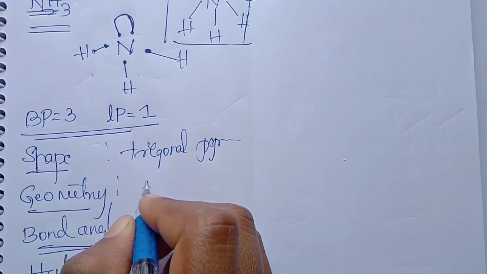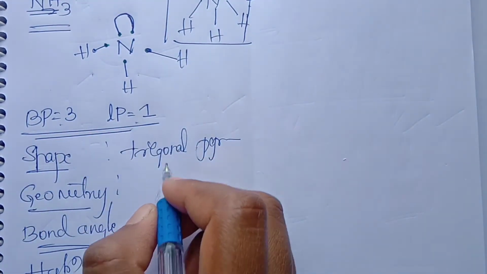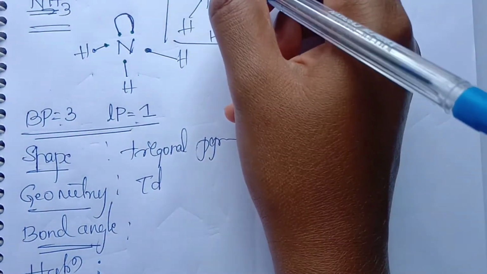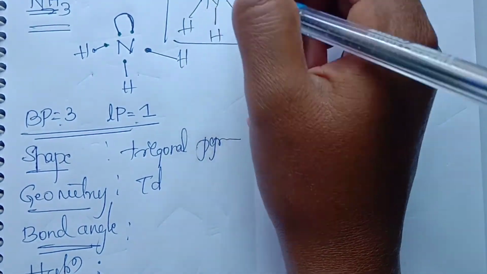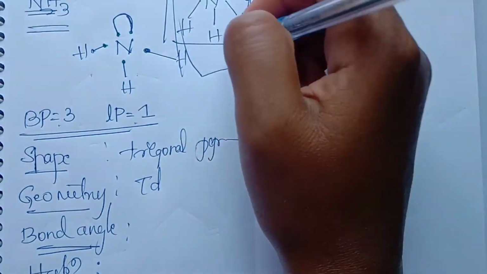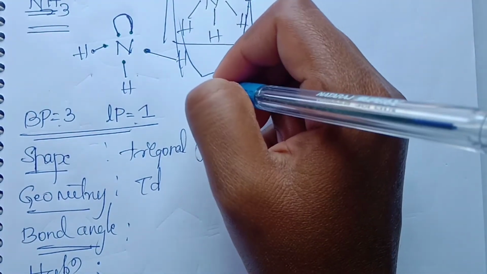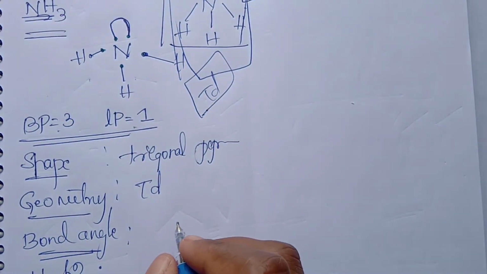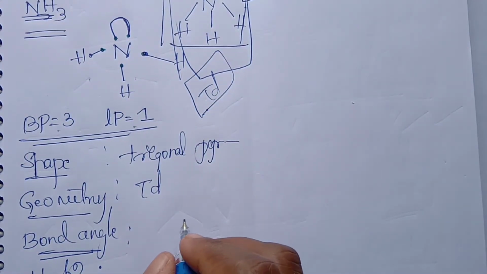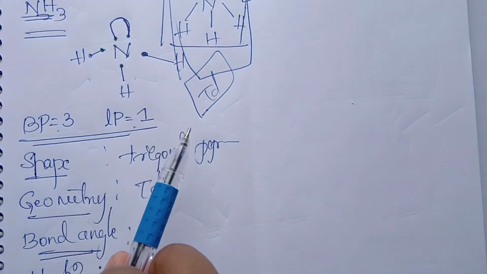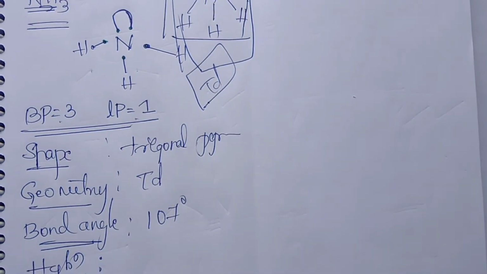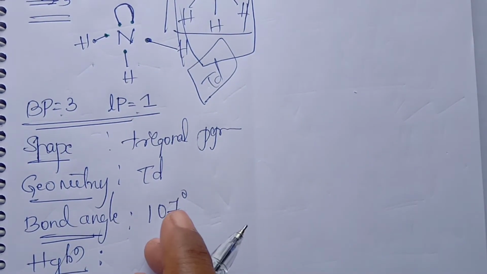Then geometry. Geometry means both lone pair and bond pair are considered. That is, it acquires a tetrahedral geometry. The whole structure determines the geometry. Now bond angle. In my earlier video I told you one tip. If only one lone pair is there, it acquires 107 degrees. If there are no lone pairs on the central atom, it acquires 109 degrees. If there are 2 lone pairs, then 104 degrees.